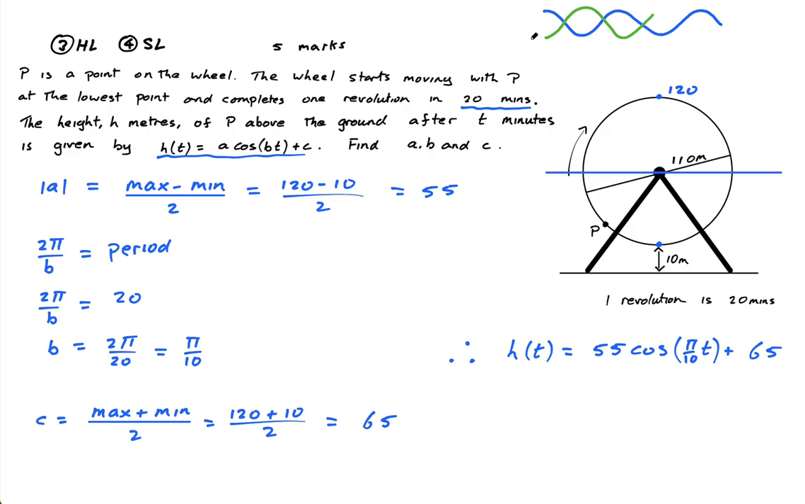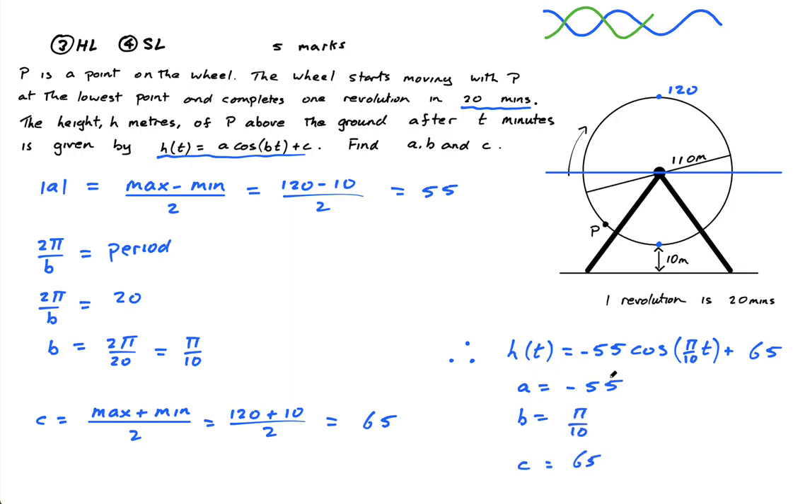Now how do I do that? How do I flip this function like this? Well, I just make it negative. I make this part negative here. So I do want the negative cosine function. Now I can write then, A is negative 55, because it says find the values of A, B, and C. A is negative 55, B is pi over 10, and C is 65.